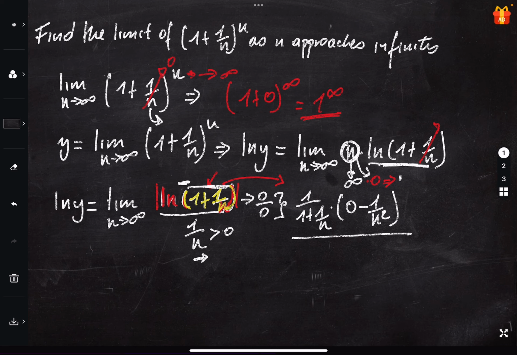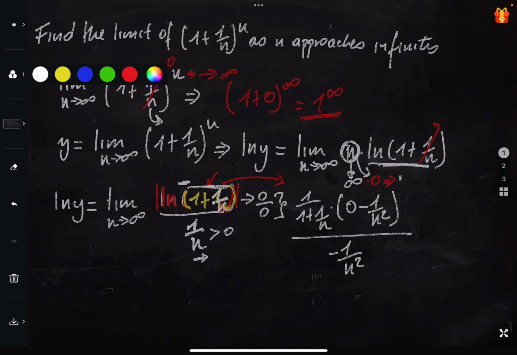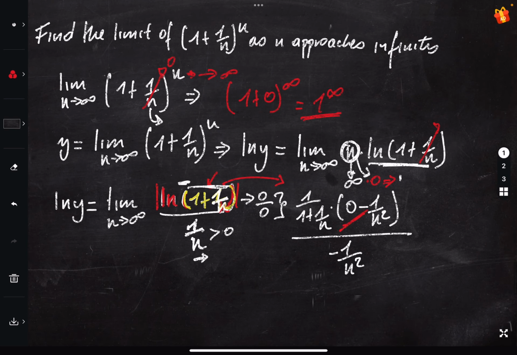And the same thing goes here, because I have 1 over n. If I take the derivative, it will also give me negative 1 over n squared. So what happens next is that I can simplify those things that I just got. I can come here and simplify this and this one. I can get rid of them because they are the same on the top and the bottom. So my final answer here becomes 1 over 1 plus 1 over n, right?